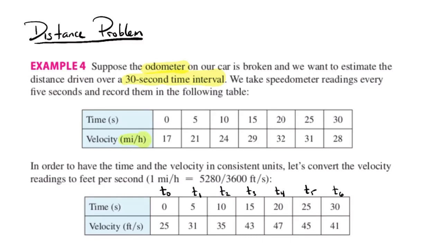So that's what the first table is. The stopwatch is at 0 and starts, and we're going 17 miles an hour. 5 seconds later, 21, 5 seconds after that, 24, and so on. And the question is, how far did the car go in this 30 seconds? What's our distance traveled in this 30 seconds?